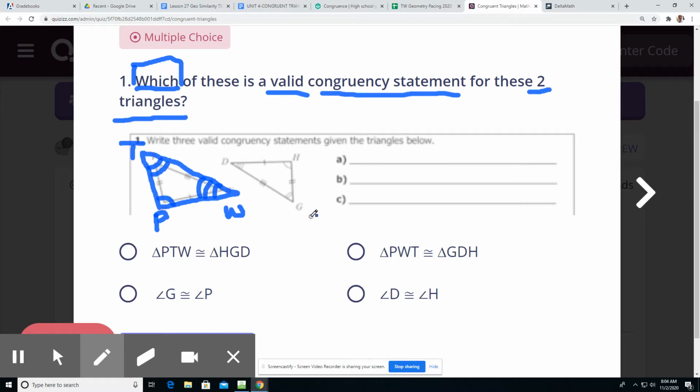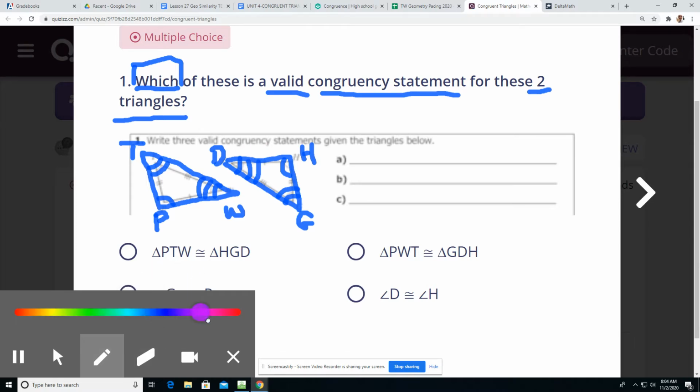All right, and it looks like that's a G. That's an H. That's a D. You got two dashes here, one dash here, and 1, 2, 3 dashes there for that corner or vertex. All right, so there we go. There's our two triangles that we're relating. And let's just go through each one of these. Are they true? Are they false?